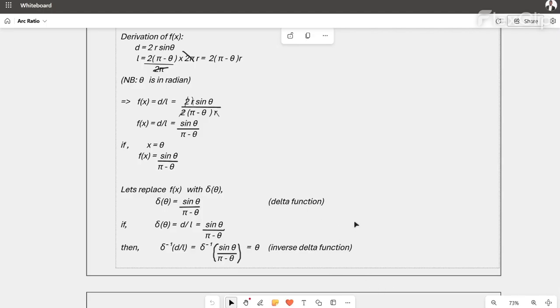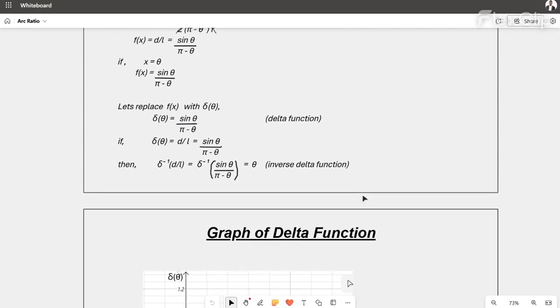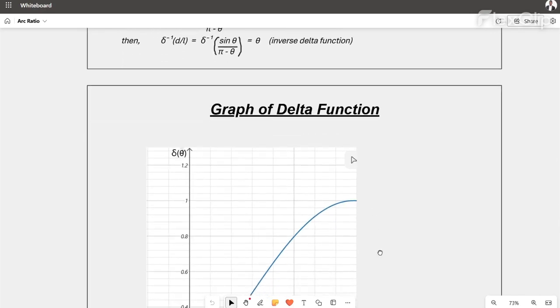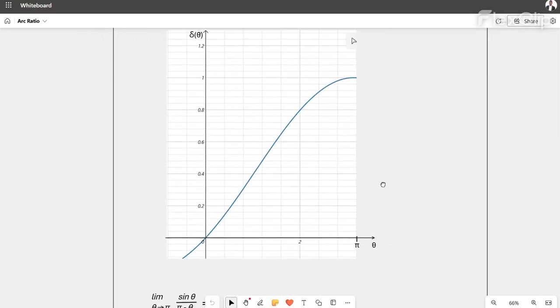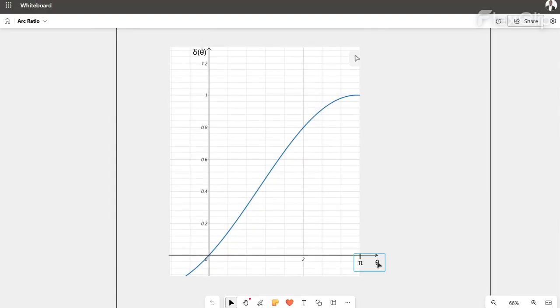Okay, now this function that we just defined, the next thing we do is to look at how the graph of this function looks. Of course, this is the function, and let's look at how the graph looks. In this graph which you have plotted here, at the x-axis, let me zoom in, we have theta, while at the y-axis we have delta theta. Now if you plot the graph of this function, this is exactly how it looks.